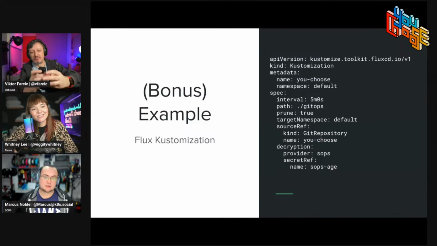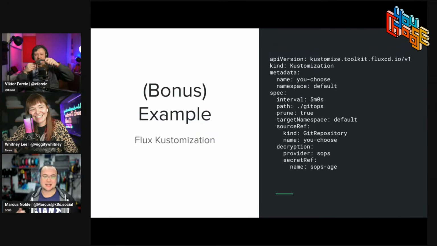And then you have this decryption property at the bottom. You tell it that the provider is SOPS, and you give it a reference to a secret within your cluster that has that private key, sorry, not public key.